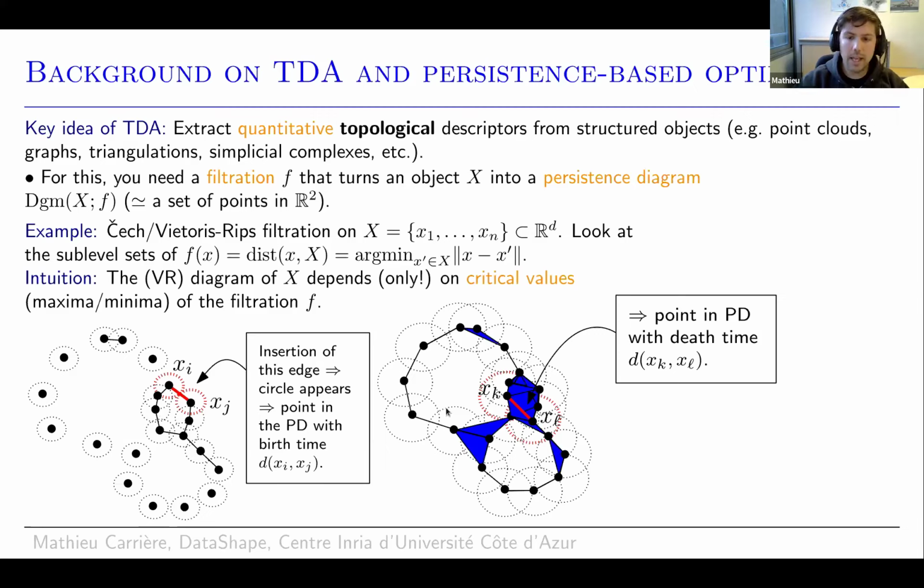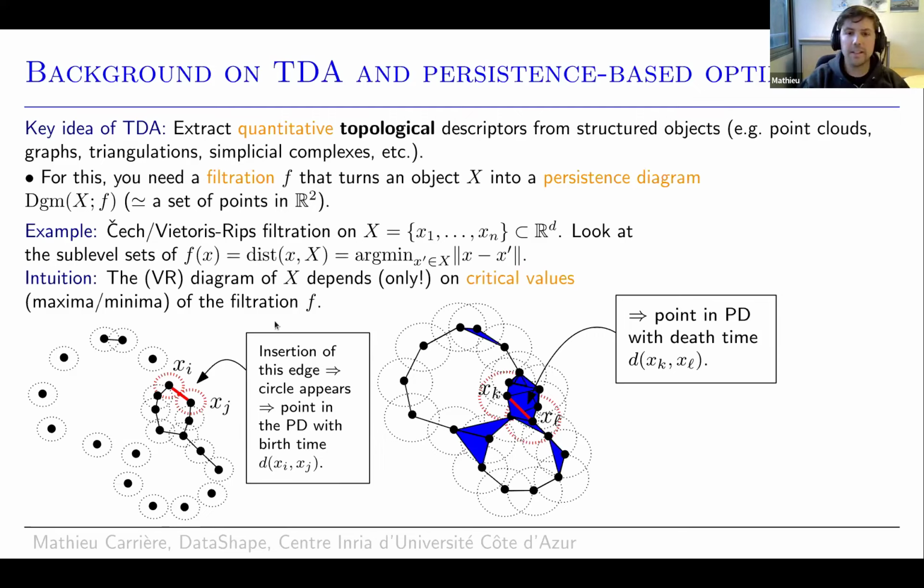representing this cycle. And on the other hand, if you increase more, then you will also at some point completely fill the cycle with triangles. And the radius for which the cycle is completely filled will be the y coordinate, the death time of the point in the persistence diagram. Okay. And here I'm writing d(x_a, x_i) and d(x_k, x_l), because the value of those edges, or the radius of the sphere, up to a factor 2, is a distance between the points. Okay.